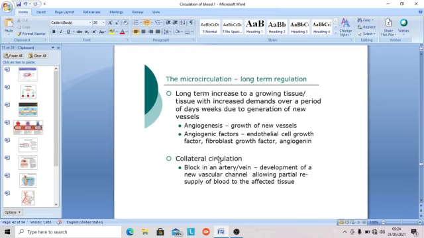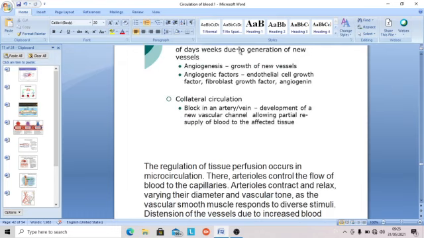And collateral circulation: if there is more oxygen demand, that will also lead to generation of collateral circulation. In a partial block in an artery or vein, such as a partial block in the coronary arteries, new vascular channels develop, or dormant ones are activated, allowing partial resupply of blood to the affected area. These are the long-term ways the blood perfusion to the microcirculation is regulated.